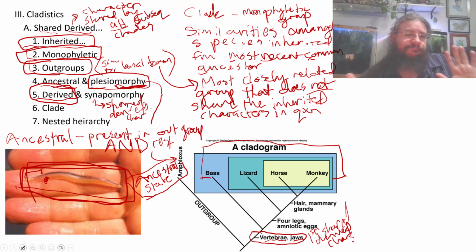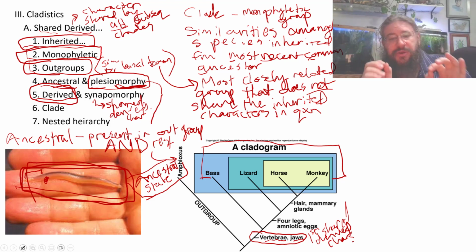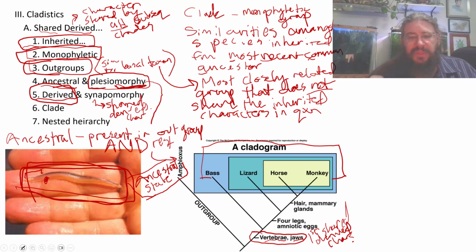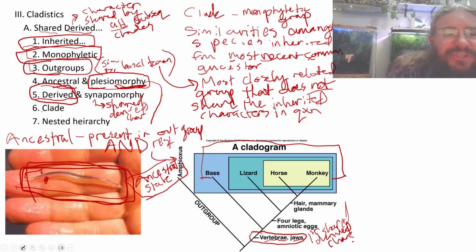So, more of an adjective than anything else. So a synapomorphy means it is a shared derived characteristic used to create our multiple clades within our cladogram. Indeed, groups that share a synapomorphy are a clade. So that is the official definition of a clade. Groups sharing synapomorphies.